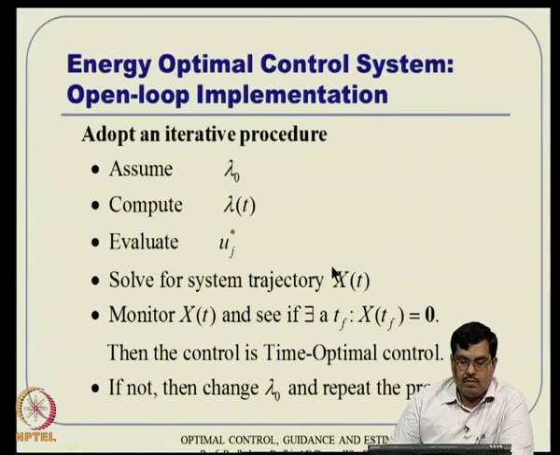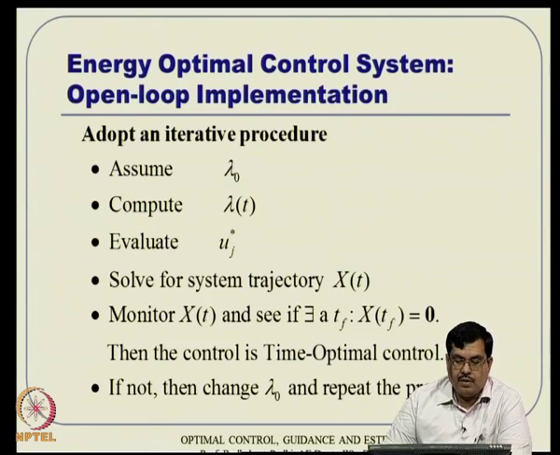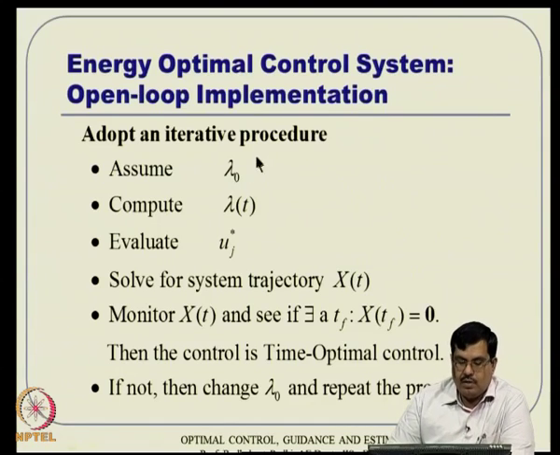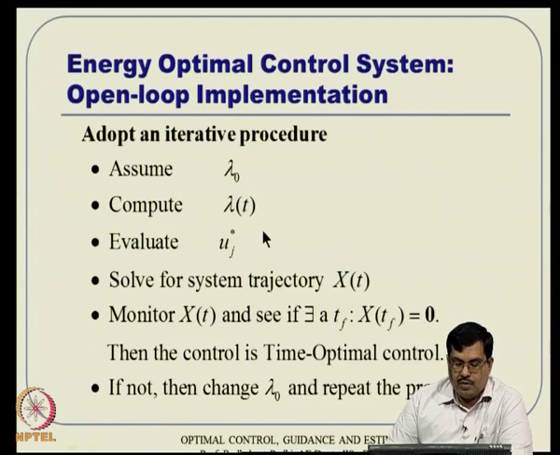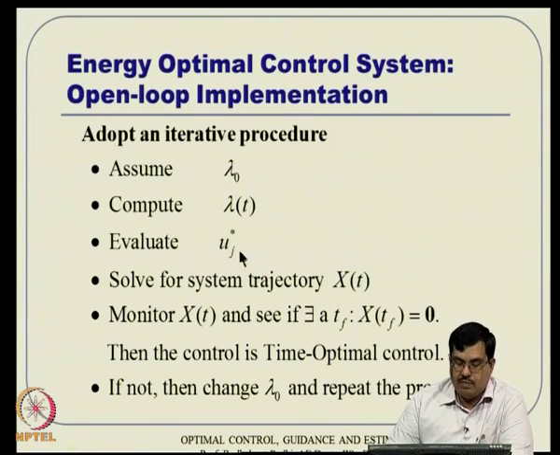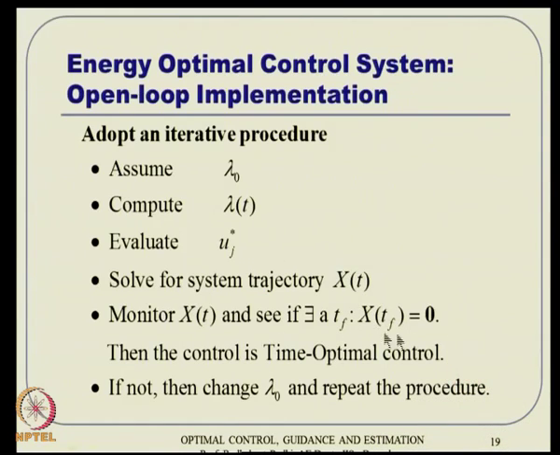All right. So, that is an interesting observation. Now, to implement it, we can have two ways of implementing. One is an open loop implementation. That means you can assume something like lambda 0 and compute lambda t, because this expression is available with us. Once lambda 0 is available, we can use u star, and then solve the system trajectory and monitor whether x of Tf is 0 or not.